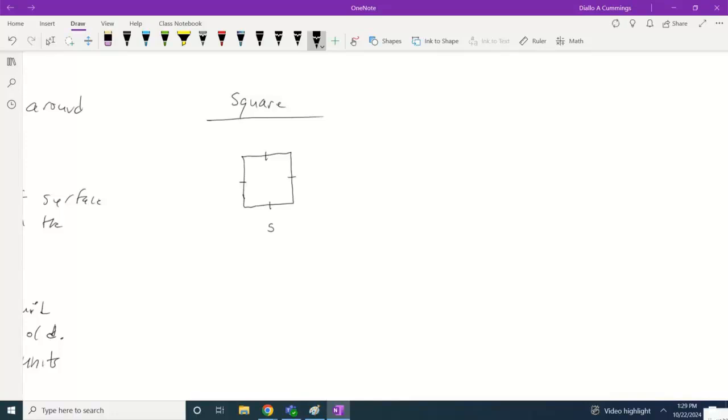If you want to find the perimeter of a square, the perimeter is going to equal 4 times S. You would just take the side length and multiply that by 4. That will give you the perimeter. The area is the side length squared. You would take whatever that side length is and square it. That will give you the area.